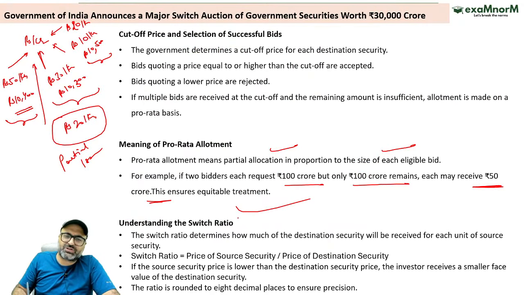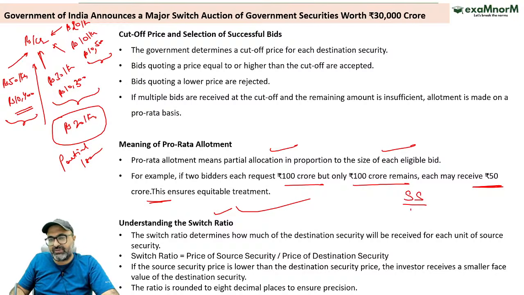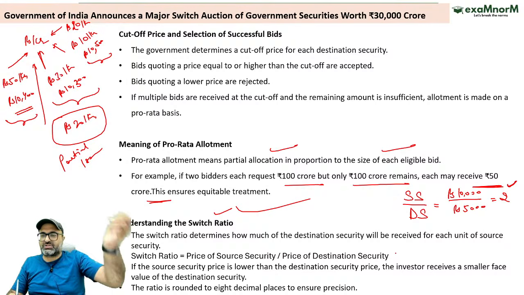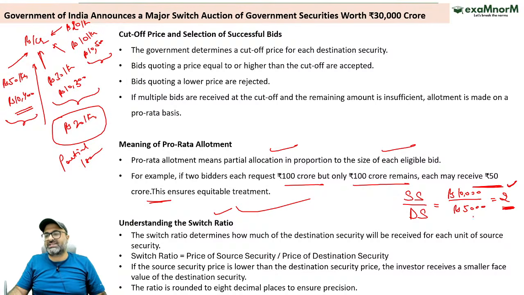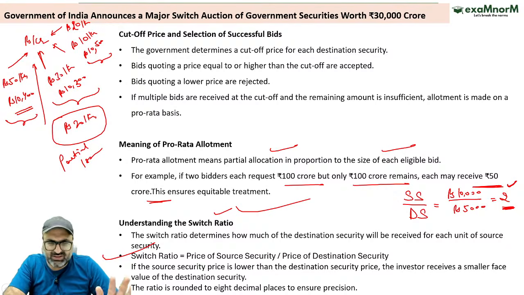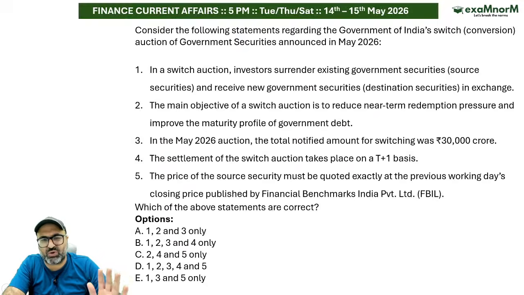The next point is the switch ratio. Switch ratio means source security divided by destination security. Suppose you have a source security with a price of, let's say, 10,000, and the price of the destination security is 5,000. So this comes out to be 2, which means against one source security you are getting 2 destination securities. That is known as the switch ratio. This is just one point; remember it if you want, skip it if you want, no problem.